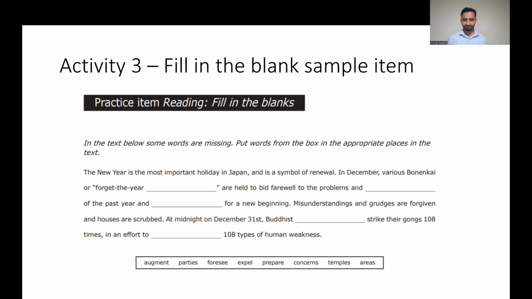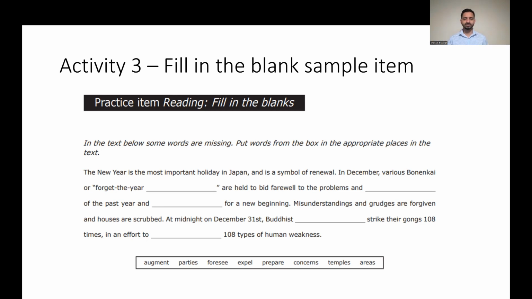Misunderstandings and grudges are forgiven and houses are scrubbed. Okay, that's one thing that happens at midnight on December 31st. Buddhist something. Okay, so Buddhist is used as an adjective, and then you need another something, which should be a noun here, don't you think? Strike, that's a verb. Strike their gongs 108 times. So if you think about it, strike their gongs, Buddhist. What could it be? Where do we see gongs struck?